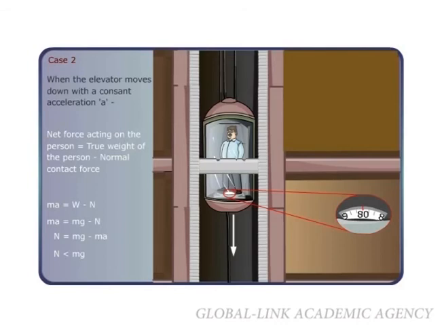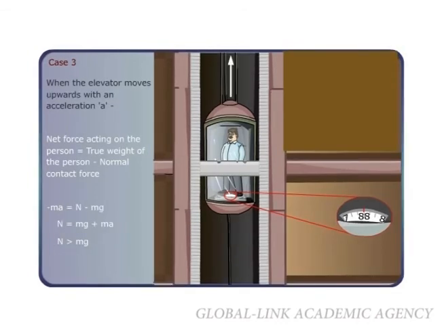When the elevator moves upwards with a uniform acceleration a, the net force acting on the person is equal to the normal contact force minus the true weight of the person, and it's greater than the weight of the body. Thus, the scale reads more than the true weight of the body.